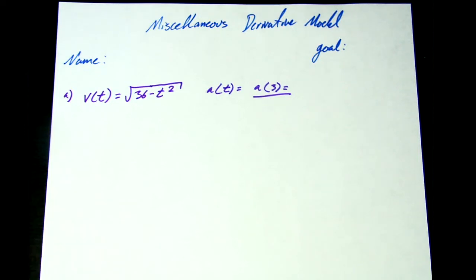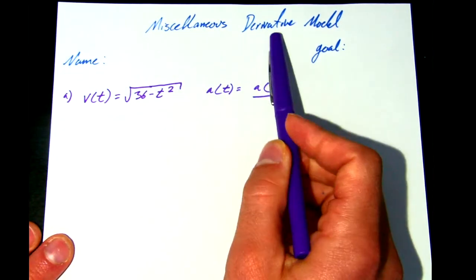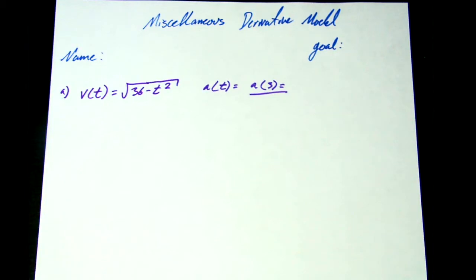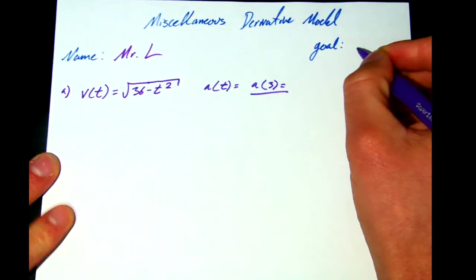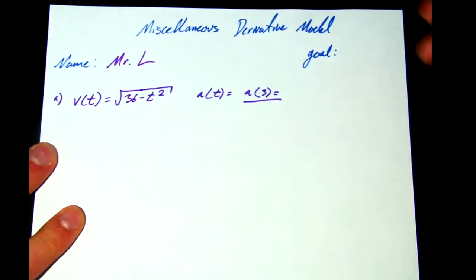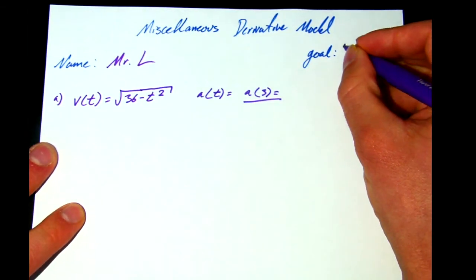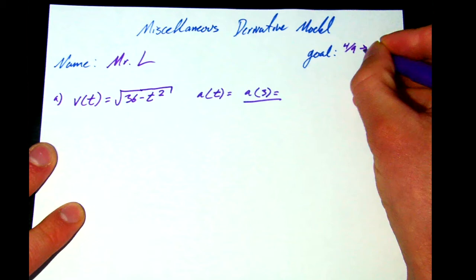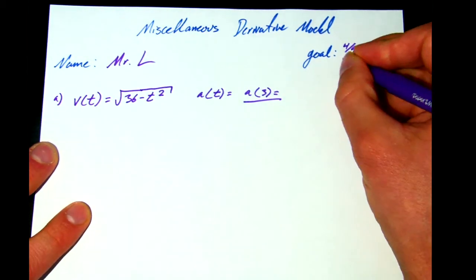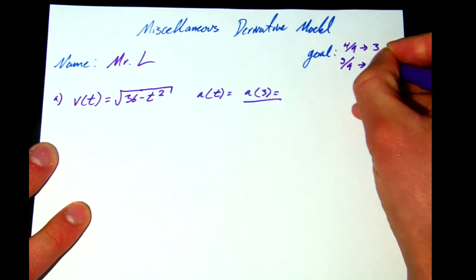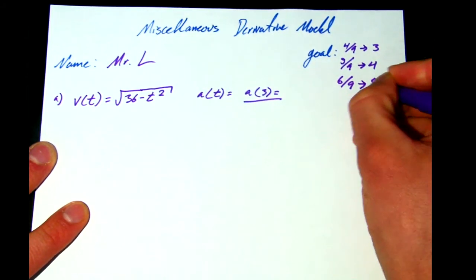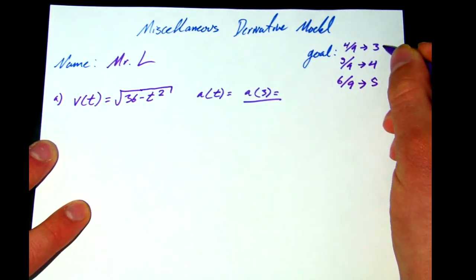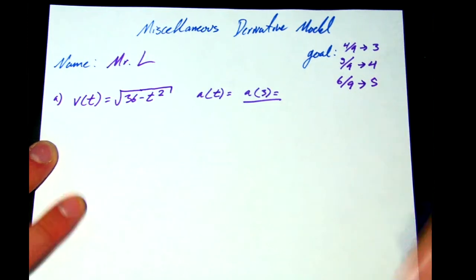All right, team, I'm going to do the miscellaneous derivative model. First thing I'm going to do is write my name on it. I'm also going to remind myself of the goal. Remember, if I can get 4 out of 9 points, that would give me a 3 on the AP test. A 5 out of 9 would be a 4. And hey, if I can just get 6 out of 9 points, that's a 5. So I might be prioritizing what are the 3, 4, or 5 points I'm going to get on this question.